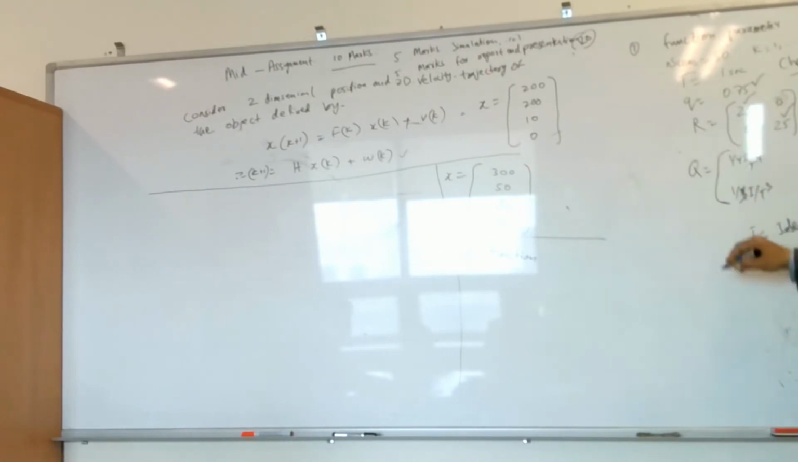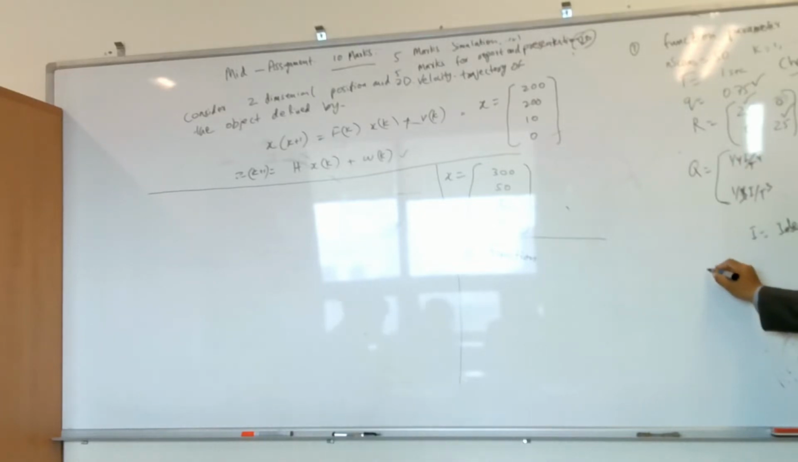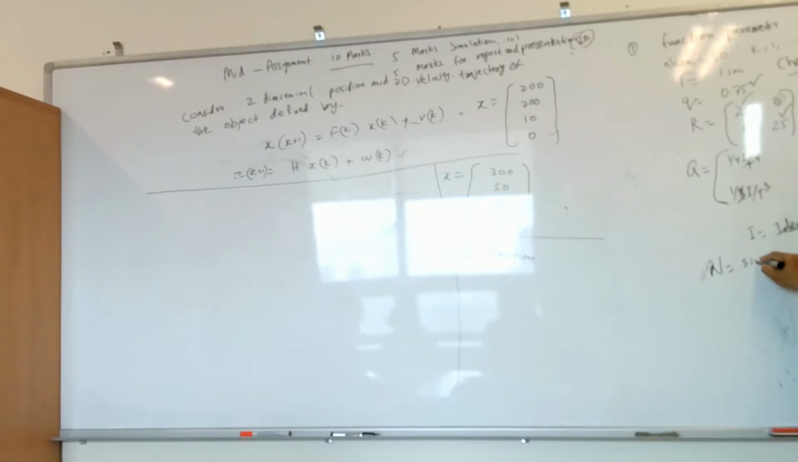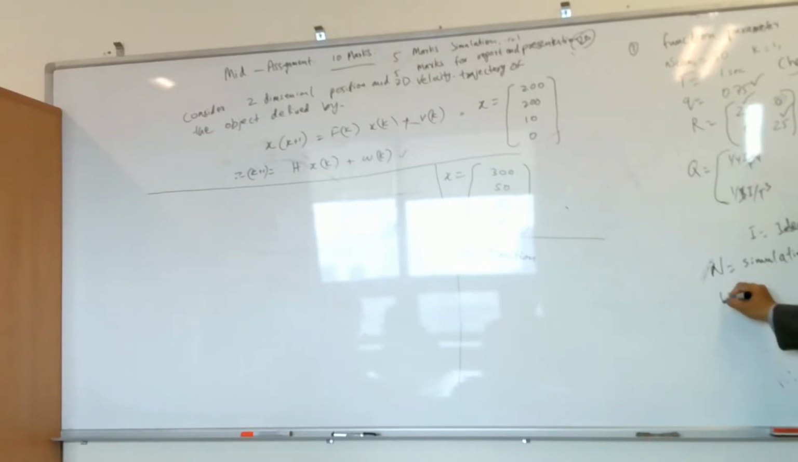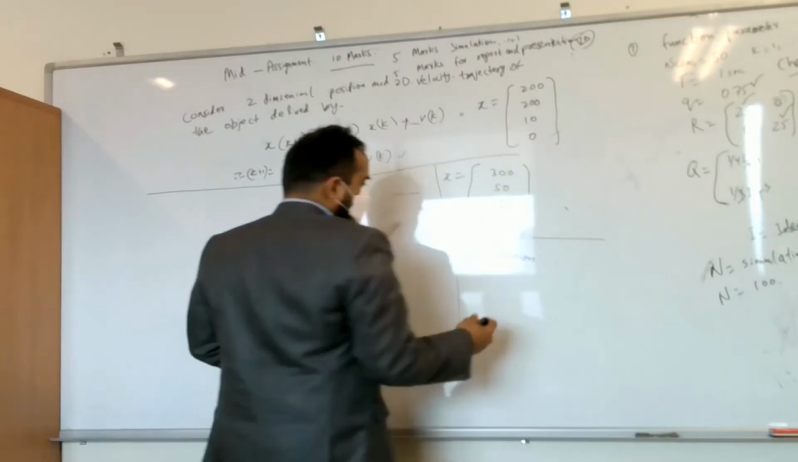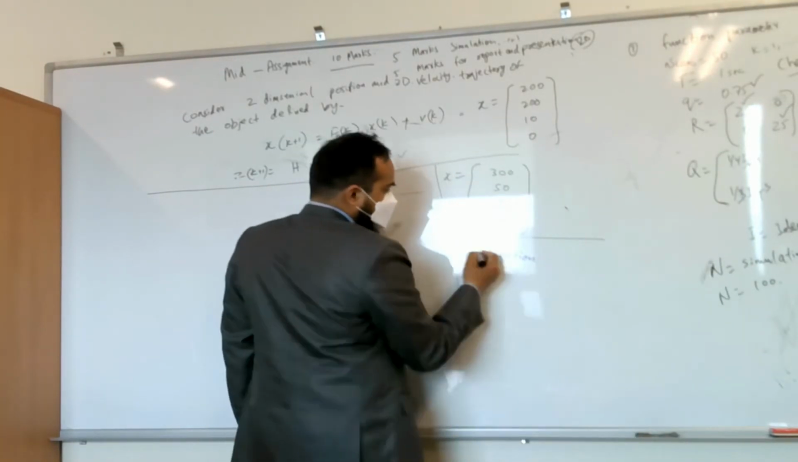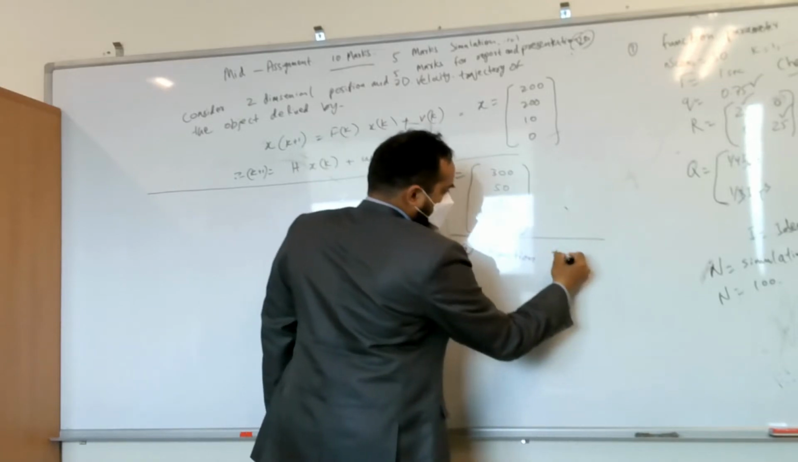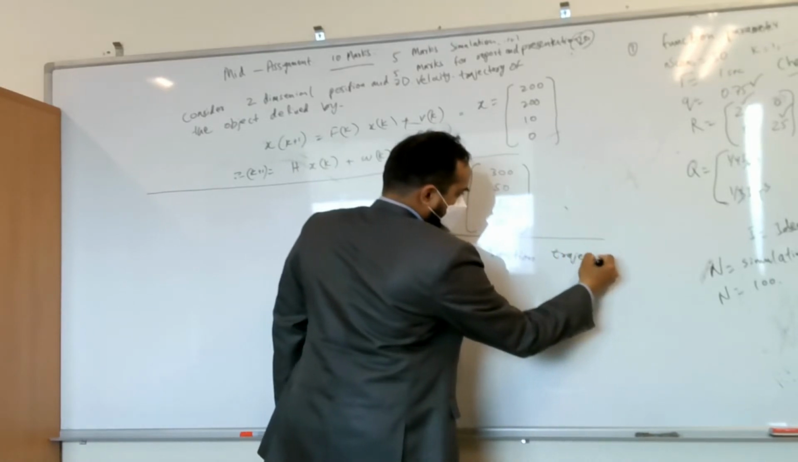First you have to decide this, and the simulation runs. Suppose N equals the number of simulation runs. N equals 100. Okay. You all have to run this program 100 times. And the second function is for the trajectory generation.